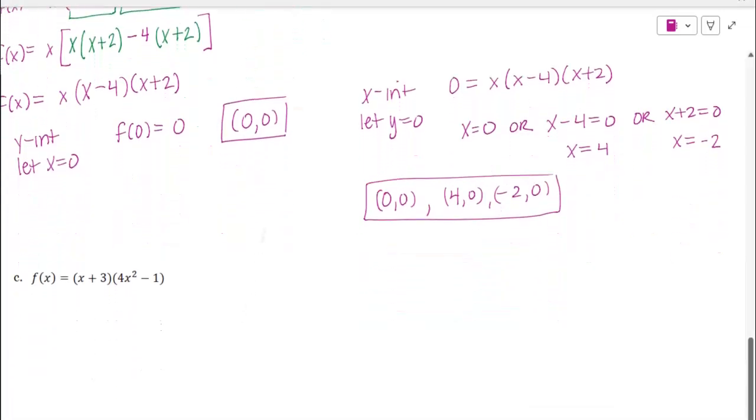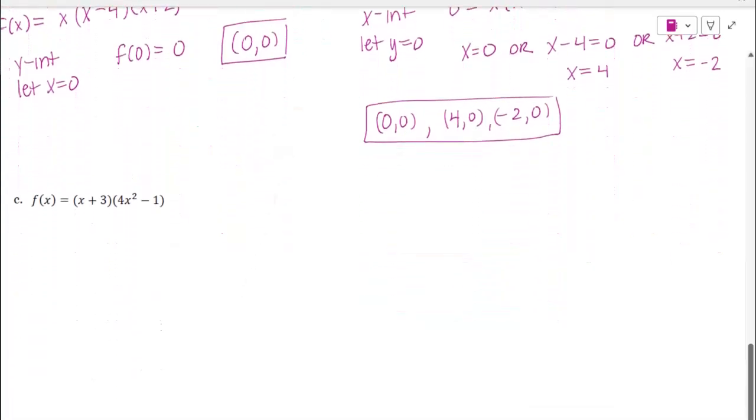All right, one more example. This is also sort of partially factored. This first set of parentheses can't be factored any further, so let's focus on the second set of parentheses. I have 4x squared minus 1, which is a difference of squares. If I take the square root of this, I get 2x, and if I take the square root of this, I get 1. So I think this is going to factor into (2x plus 1) and (2x minus 1).